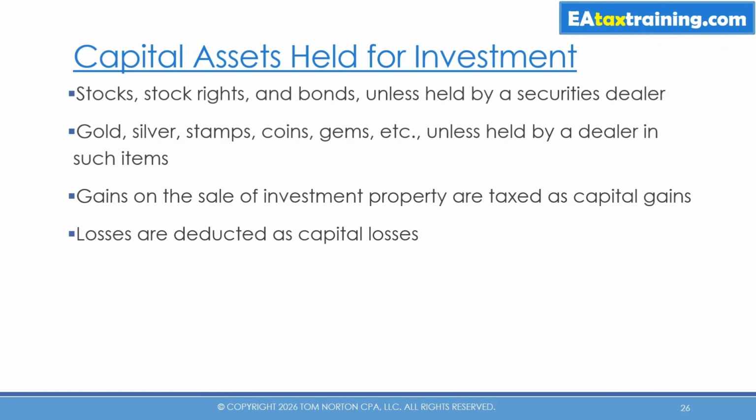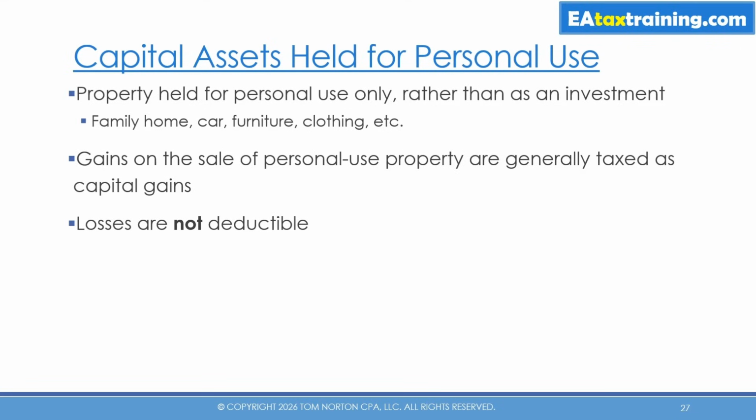But in any case, capital assets that are held for investment, the gain or loss on the sale will be treated as a capital gain or loss. Capital assets held for personal use. So this is property that is held for personal use only, not as an investment. So this would be your family home, your car, your furniture, your clothing, etc. The gains on the sale of personal use capital property are taxed as capital gains. However, the losses are not deductible.